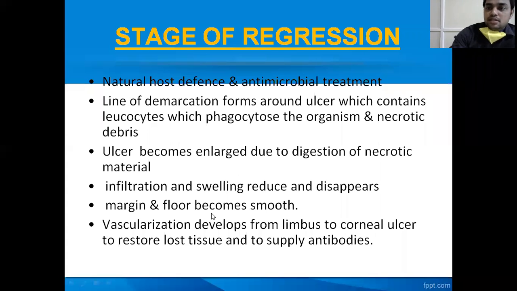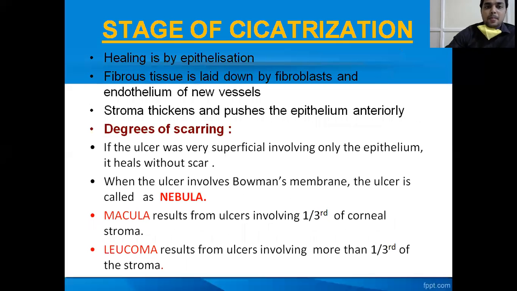And vascularization starts. As a host defense mechanism, new blood vessels enter into the cornea, and these vessels help in restoring the lost tissue and the supply of antibodies. And next stage is the stage of cicatrization. Here, after regression, cicatrization is nothing but the scarring of the cornea.